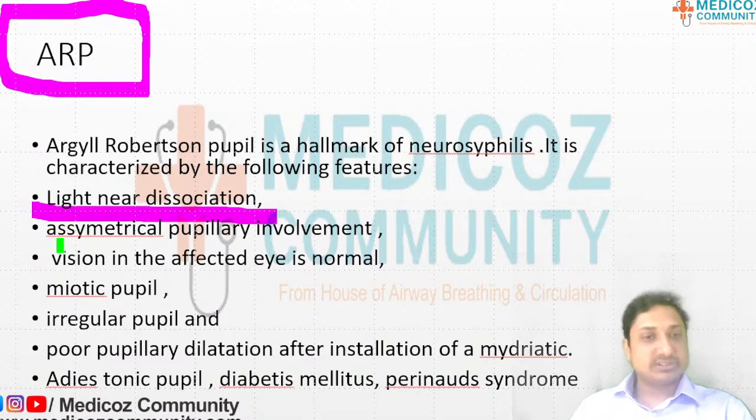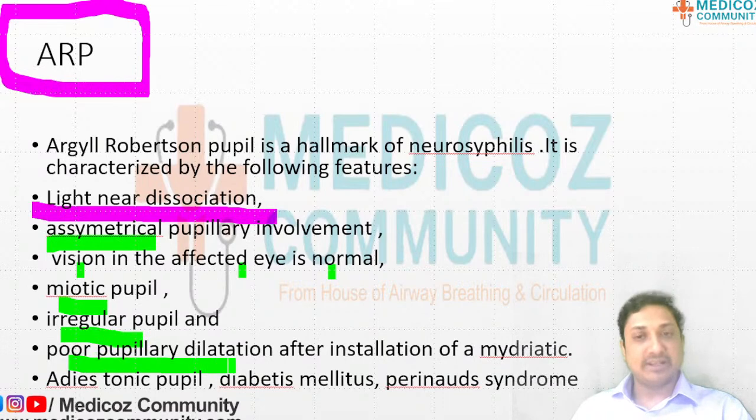Some more features that you should know about Argyll Robertson pupil: it has light-near dissociation. It has asymmetrical pupillary involvement. Vision in the affected eye can be normal. It is a myotic pupil. It has an irregular pupil, and it has poor pupillary dilatation after instillation of mydriatic.